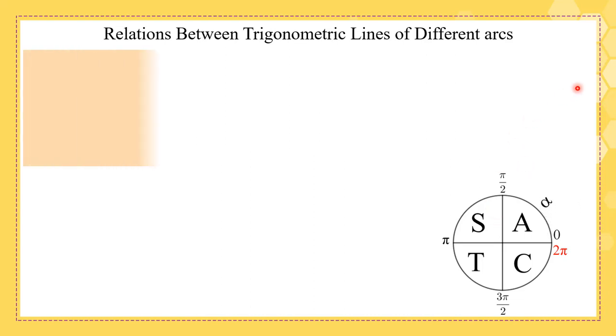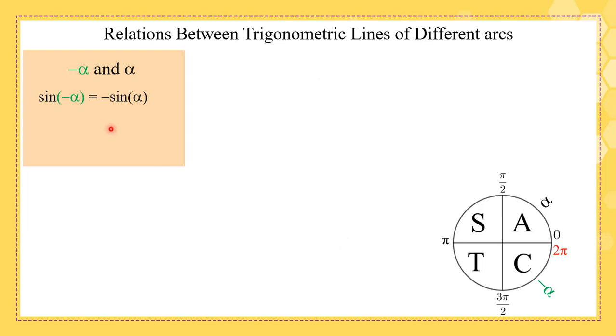Now this is alpha, and let's see the relation between minus alpha and alpha. This would be minus alpha. If alpha is between 0 and pi over 2, minus alpha would be between 3 pi over 2 and 0.